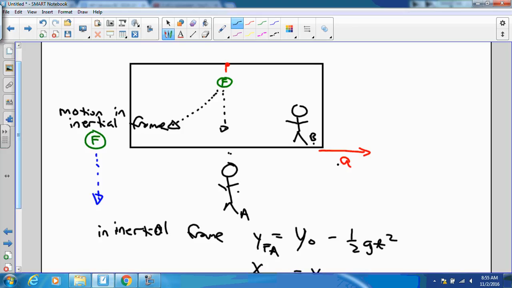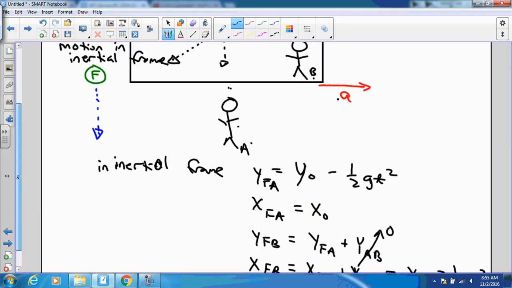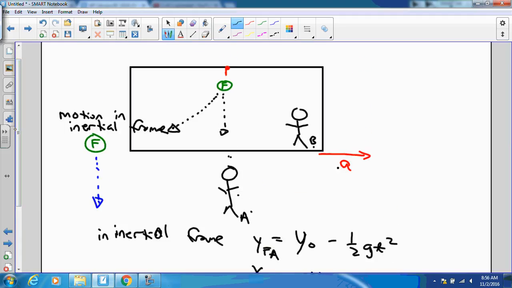Because we're accelerating with a constant acceleration in this direction, xBA is equal to 1/2 at squared, so xAB is going to be negative 1/2 at squared. That means that when Bob looks at the motion of the frog, he's going to see the frog accelerating towards the back of the boxcar. This causes a huge problem for us with regard to Newton's laws.